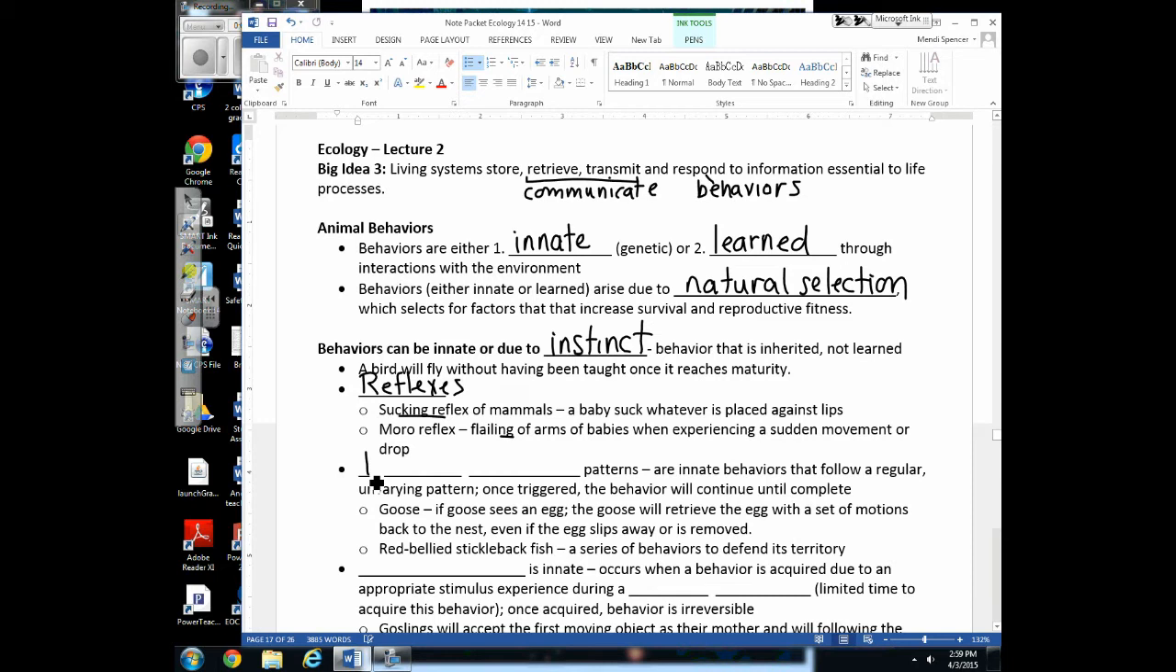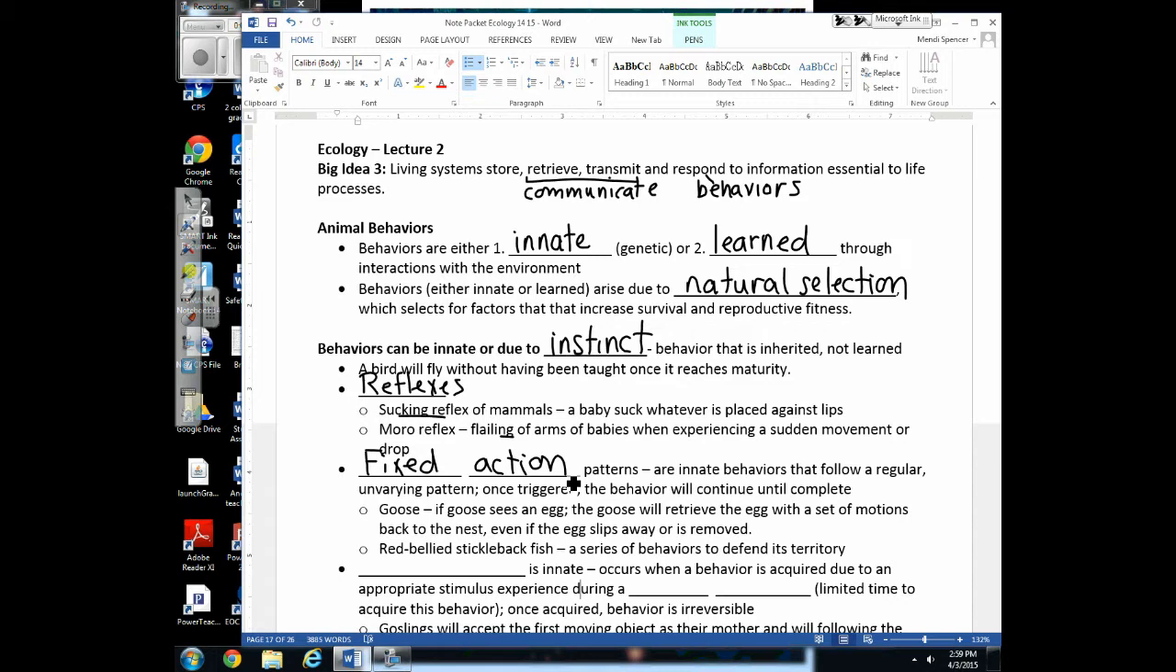Another innate behavior can be categorized as a fixed action pattern. So a fixed action pattern is innate behavior. So again, these organisms aren't taught to do this. And once this behavior is triggered, then it's going to continue until the behavior is complete. So a good example is with a goose. If a goose sees an egg or anything resembling an egg outside of its nest, then it's going to use its head and its bill to pull that egg back in, and it does so in a series of movements.